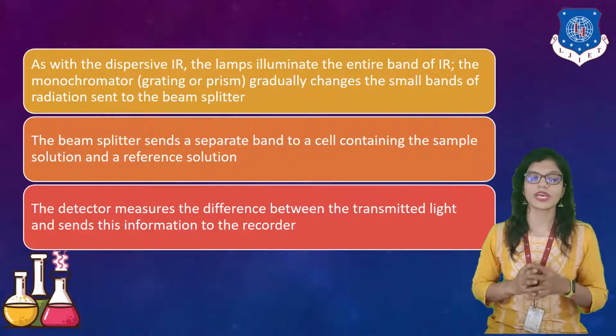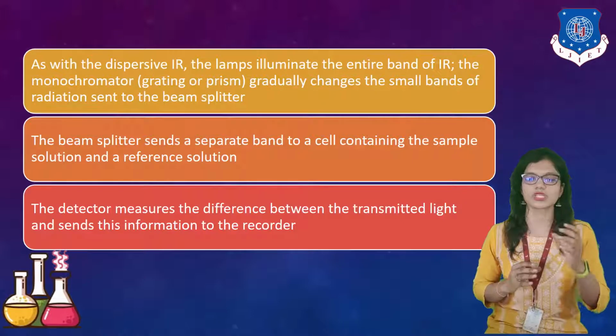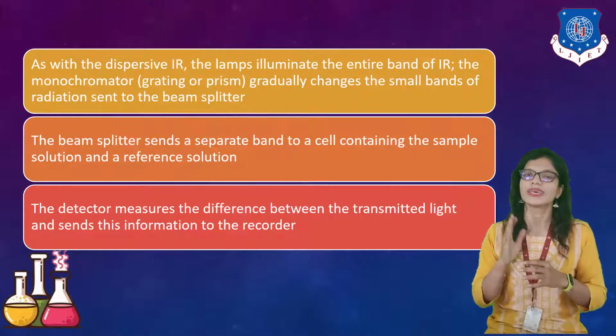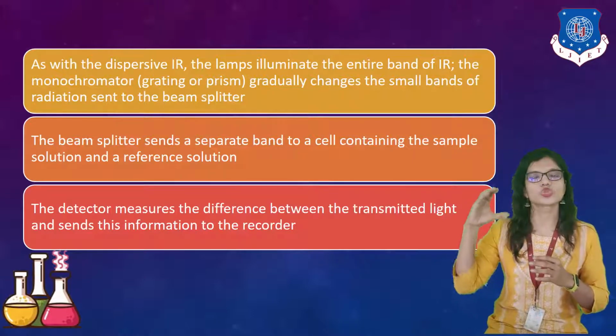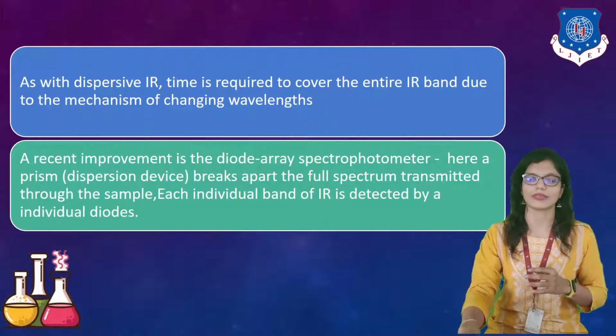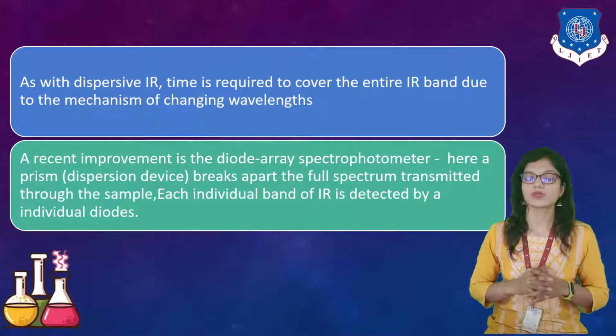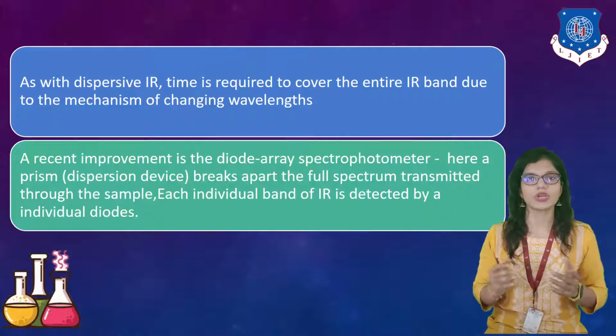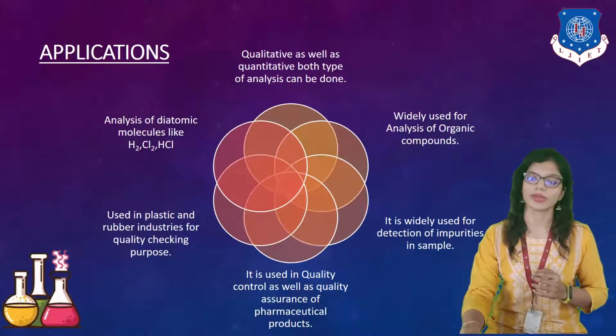Right? So here, as we all know, in the similar way, in the dispersive IR, the lamps illuminate the particular band of IR. The monochromator, generally a prism, gradually changes the small bands of radiation. It sends it to the splitter, goes to the sample and reference tubes and moves ahead to the detector. Right? So as with the dispersive IR, time is required to cover the entire band due to the mechanism of changing wavelength. And nowadays we use a prism for it.